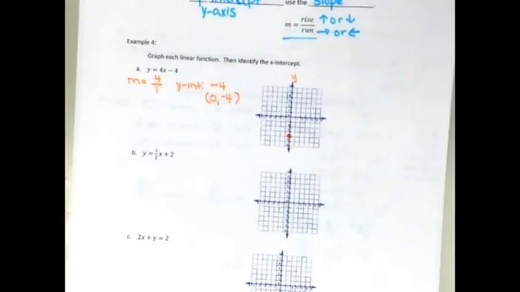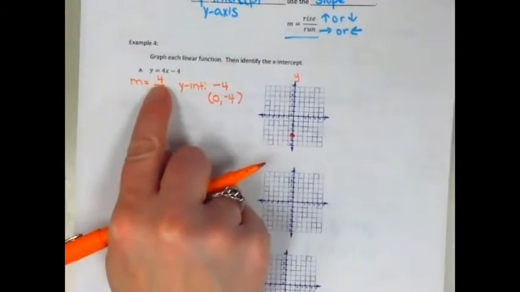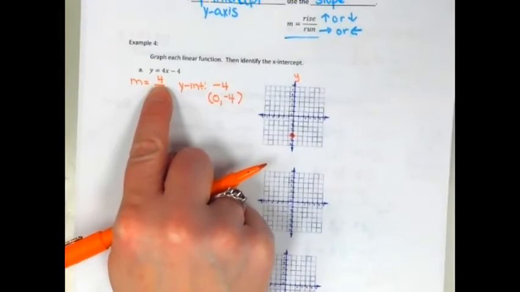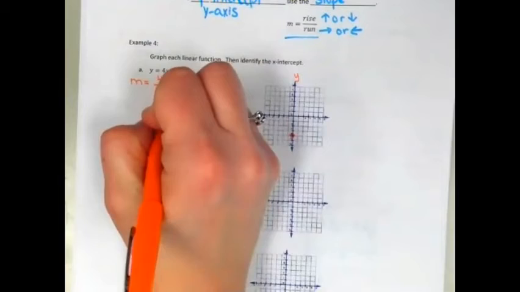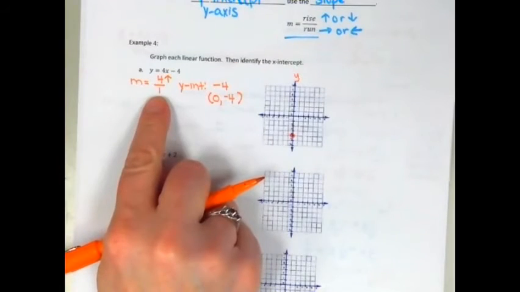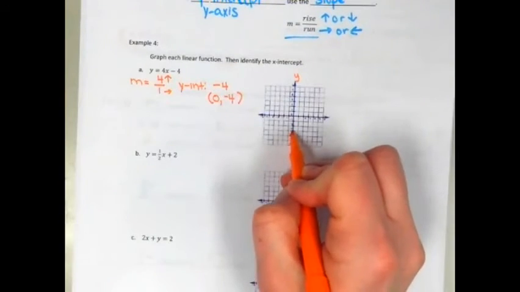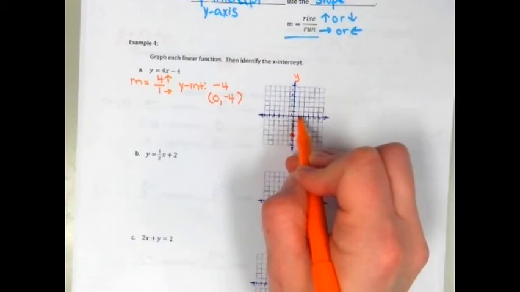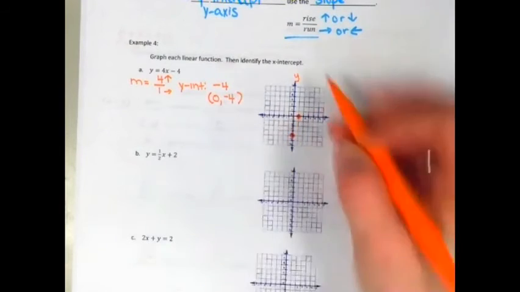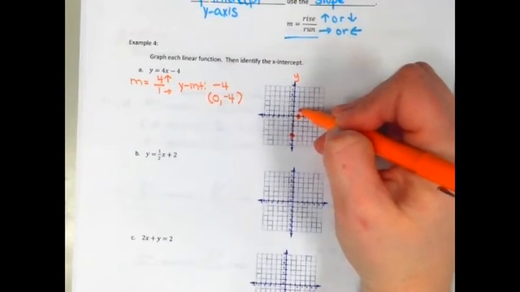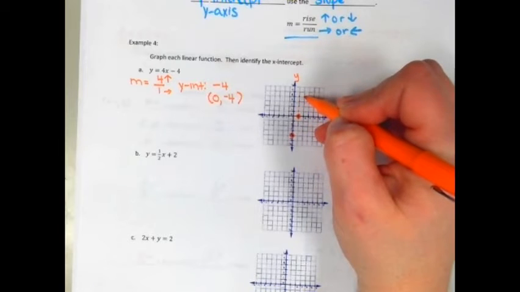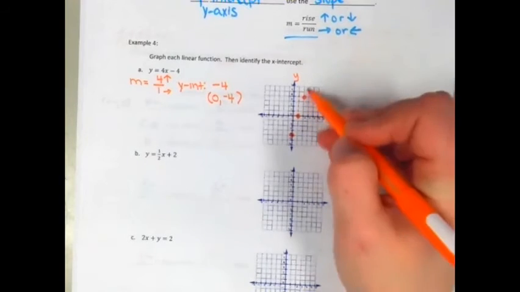Then from that point, I need to rise over my run, right? My rise is positive. So which direction will I go? Up. My run is positive. So I'm going to go to the right. So from that, I'm going to go up 4, 1, 2, 3, 4, right 1. Then I'm going to go what? Up 1, 2, 3, 4, and right 1. And then I'm going to draw my line.